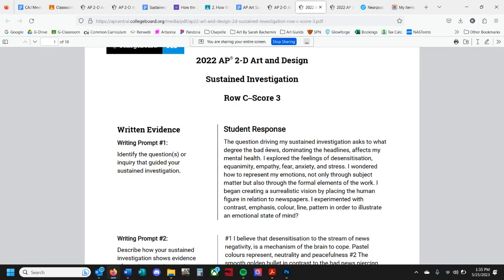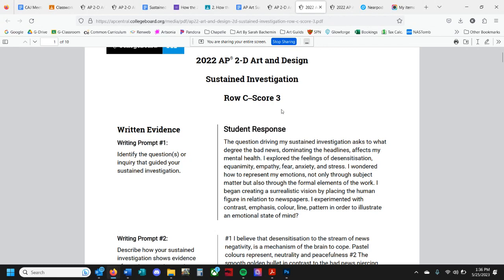I wondered how to represent my emotions, not only through subject matter, but also through the formal elements of my work. I began by creating a surrealistic vision by placing the human figure in relation to newspapers. I experimented with contrast, emphasis, color, line, pattern in order to illustrate an emotional state of mind.